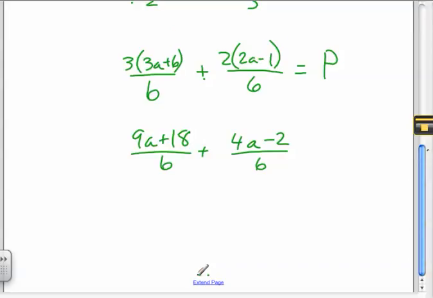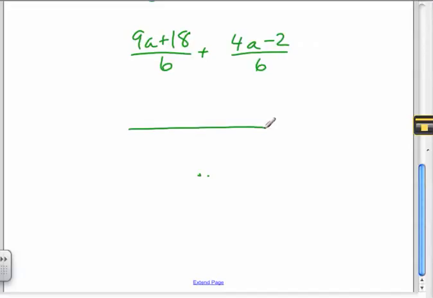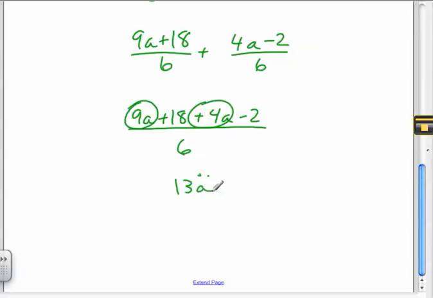Okay, so now we need to put these things into one fraction, all over 6. 9a plus 18 plus 4a minus 2, all over 6. Now I'm going to combine the like terms. I get 9a plus 4a, that's 13a. And then 18 and minus 2, that's going to give me 16, all over 6.